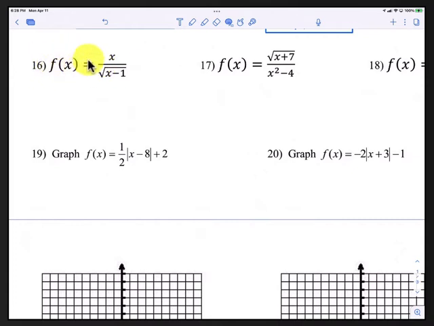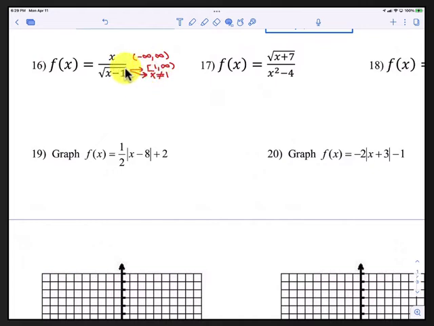All right, for number 16, we have x on the top, and then we have square root of x minus 1 on the bottom. The x on the top, there's no restrictions at all there, so we could use negative infinity to infinity for the top. However, for the bottom, there's two things happening here. First of all, we cannot let the denominator be 0, so that means x cannot equal 1. But also, it's a radical, and so that means that x has to be from 1 to infinity.